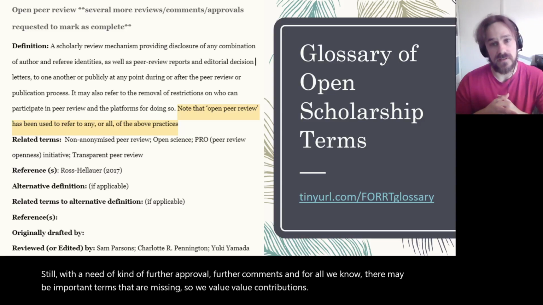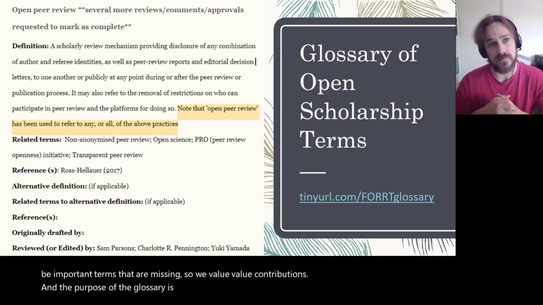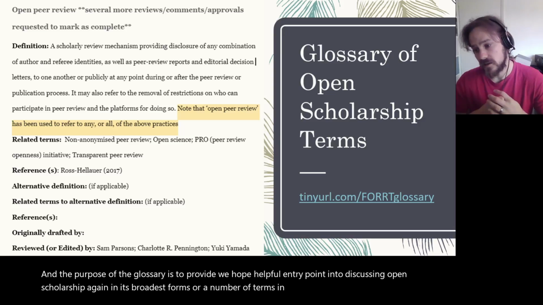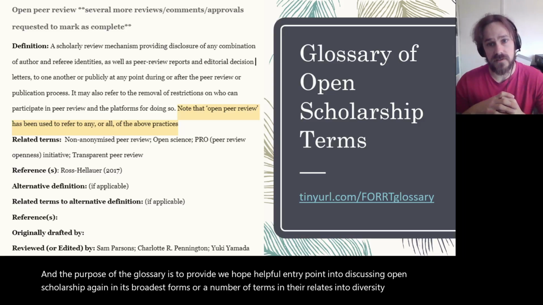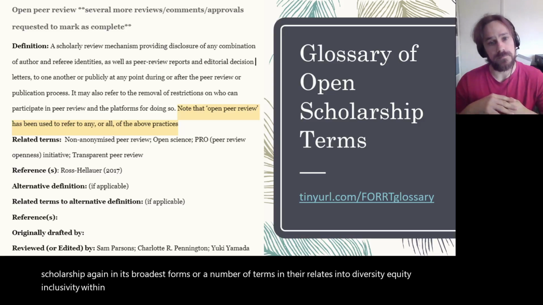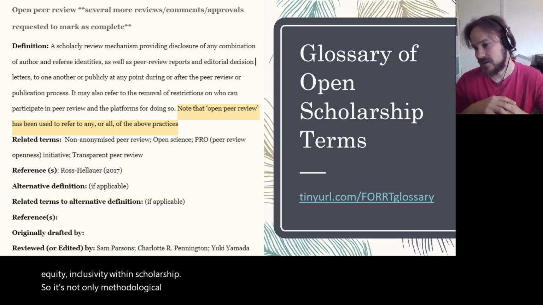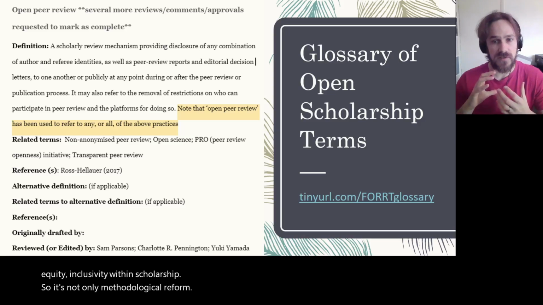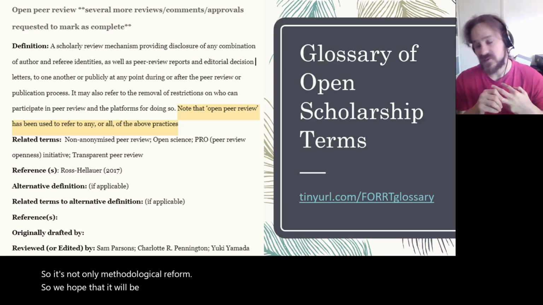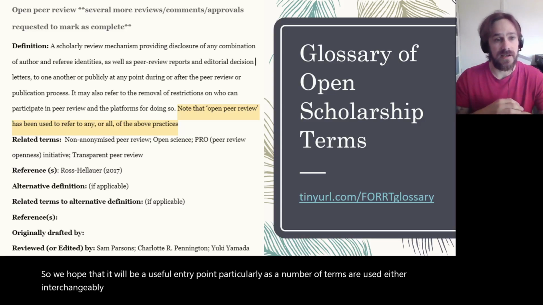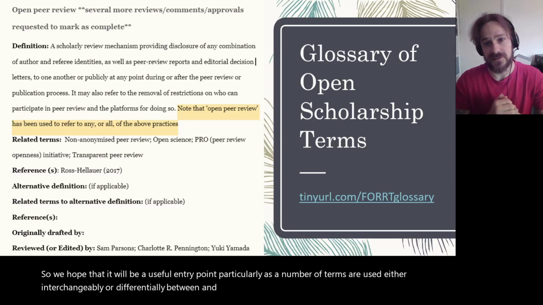Now, the purpose of the glossary is to provide, we hope, a helpful entry point into discussing open scholarship, again in its broadest forms. There are a number of terms in there relating to diversity, equity, inclusivity within scholarship. So it's not only methodological reform. Okay, so we hope that it will be a useful entry point, particularly as a number of terms are used either interchangeably or differentially between and within subject areas.